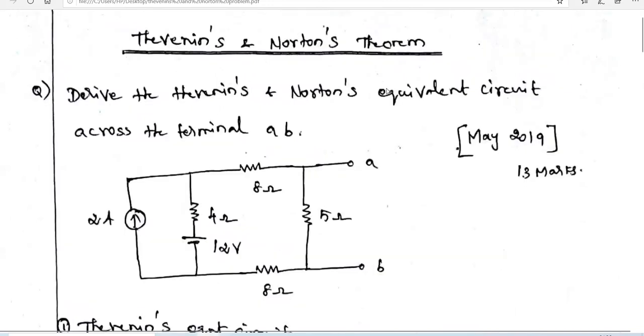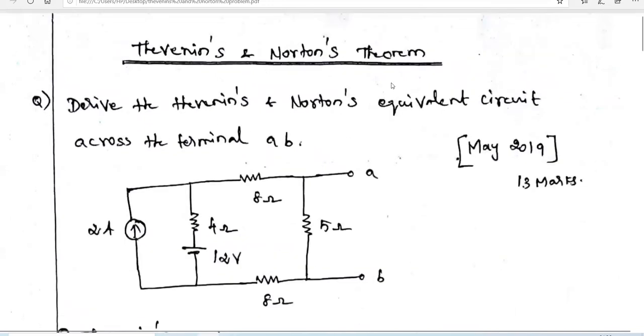Then what is Norton's theorem? Any linear bilateral complex network with multiple voltage sources and current sources with resistances in any structure can be replaced by a single current source in parallel with a resistance. It is called Norton's theorem.